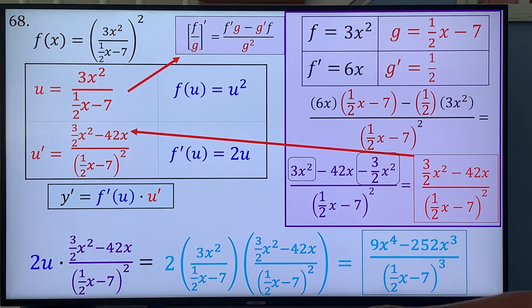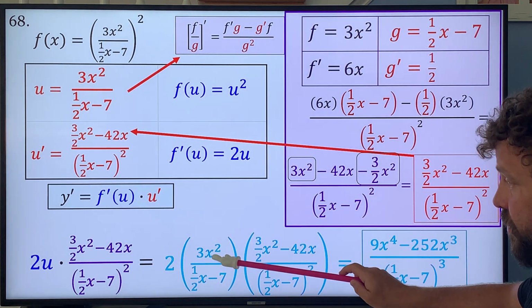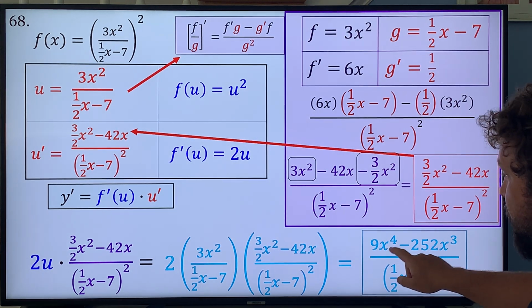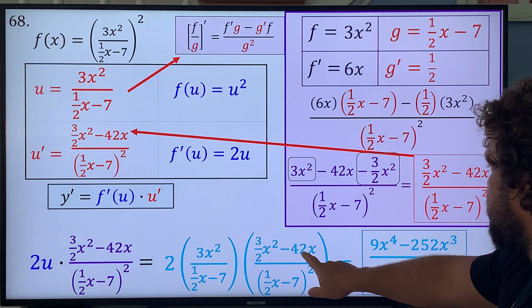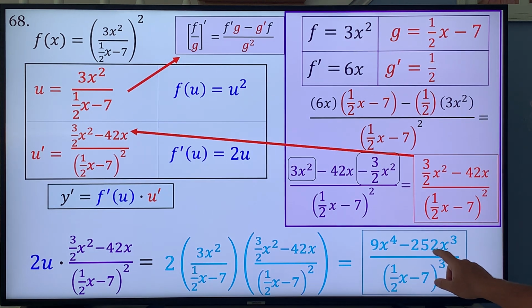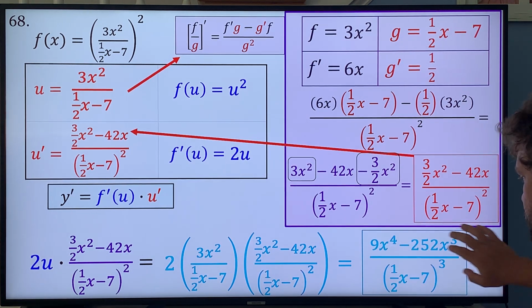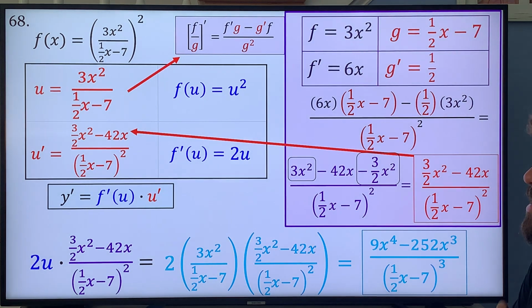You want to know where this comes from? 2 times 3x squared is 6x squared. 6x squared times 3/2 x squared is 9x to the 4th. 6x squared times negative 42x is negative 252x cubed. So if I multiply all 3 of these tops by each other, I get this stuff. And then I multiply these, I get this. It just cleans it up a little bit.